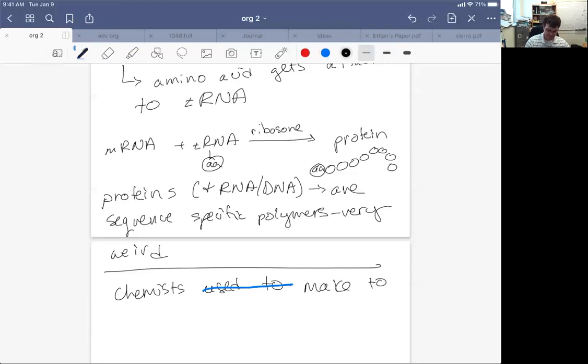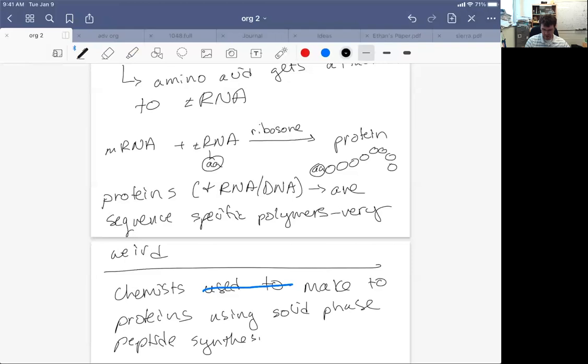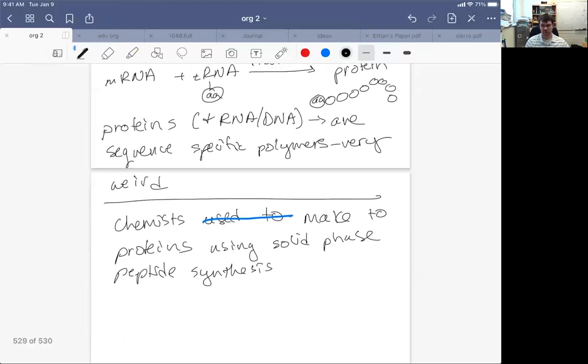I realize the grammar's weird there with the 2 in there, but chemists used to make proteins using solid phase peptide synthesis. And they still can. There's a lot of people that do. There's an important alum that does make peptides this way. And they do so because they're using unnatural amino acids. So what they do is they use solid phase peptide synthesis. This takes advantage of what's called a catch and release purification protocol.